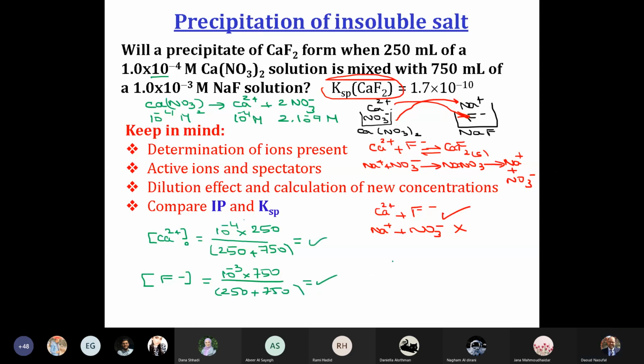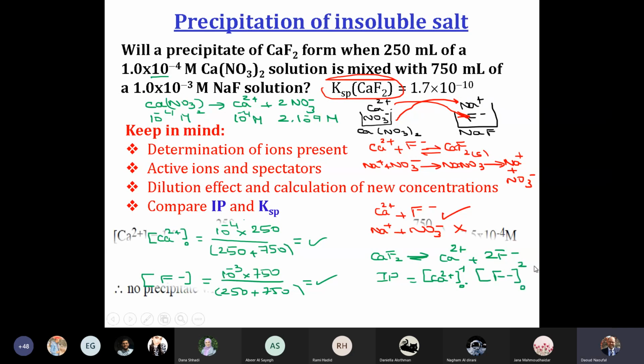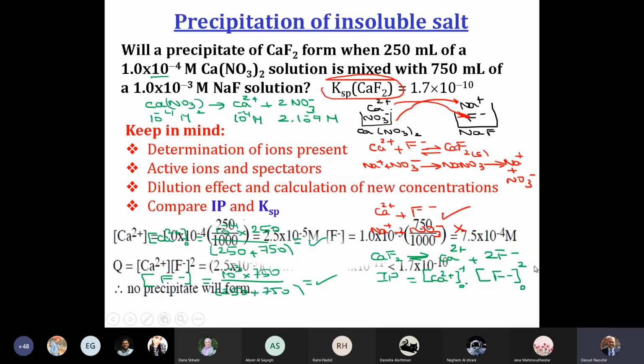Now I have to calculate IP. I write CaF2. Pay attention. It gives Ca2 plus and 2 F minus. So IP equals Ca2 plus initial to the power 1 times F minus initial to the power 2. Okay?